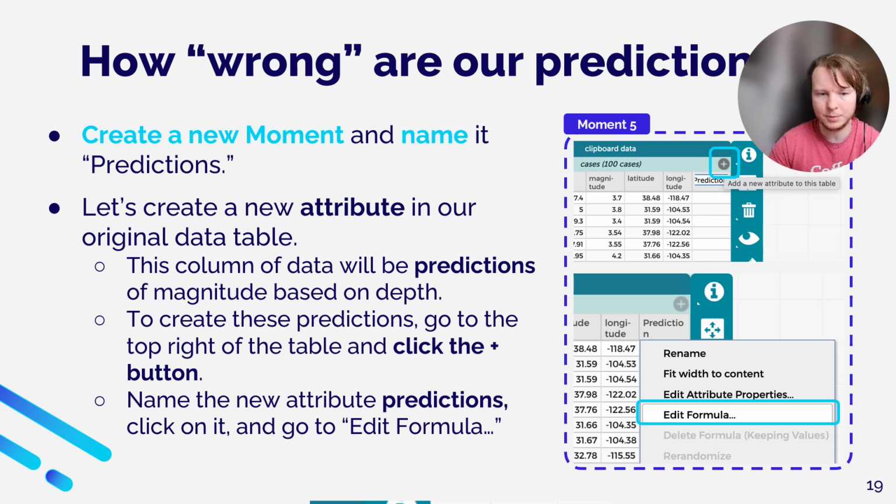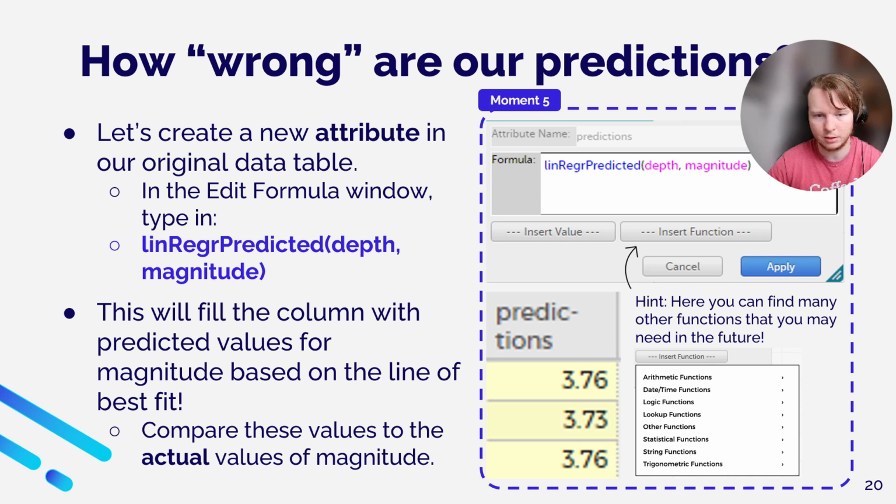They're going to click on the name of that attribute and go to Edit Formula. In the Edit Formula menu, we're going to have them type in this weird little function, lin regression predicted, which is a linear regression prediction function. And basically what it does is predict magnitude from depth based on our linear model. So this is going to fill the whole column, and you'll see this happen automatically, with predicted values for magnitude based on our line of best fit. Students can now compare these values to the actual values of magnitude.